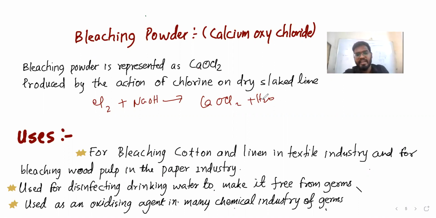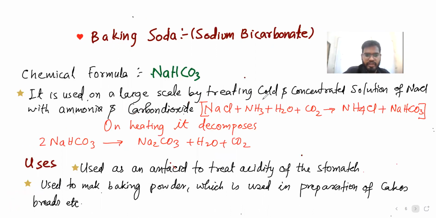Bleaching cotton and linen. Again, chlorine is there, right? Chlorine means obviously this cleaning property will be there. For bleaching cotton and linen in the textile industry, and for bleaching wood pulp in the paper industry. Used for disinfecting drinking water to make it free from germs. Used as an oxidizing agent in many chemical industries. So this is the use of bleaching powder, calcium oxychloride.